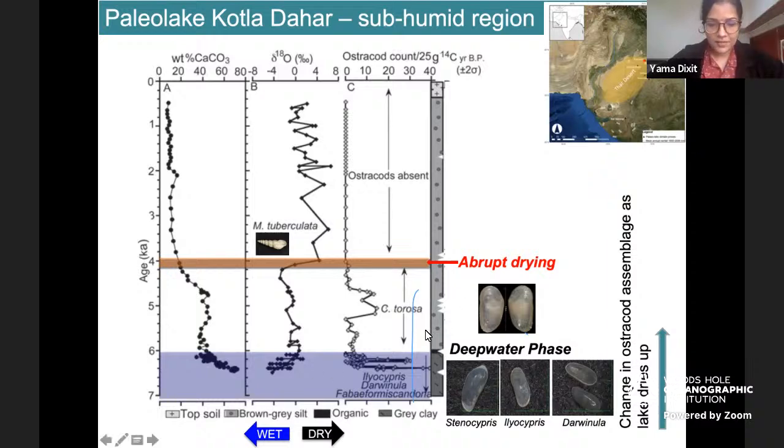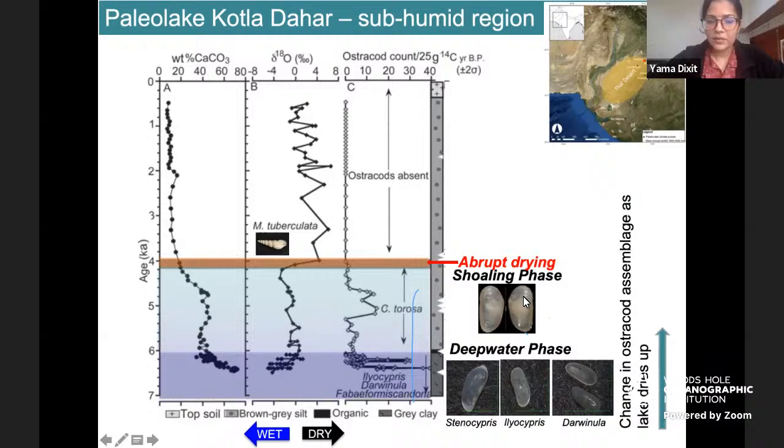And what you see after that is actually a shoaling phase. So you can see that the carbonate content is coming down, and it's about 40% average. And oxygen isotopes also are less depleted, so they're more positive, which means they're going towards a drying phase. And the species of ostracod changes.